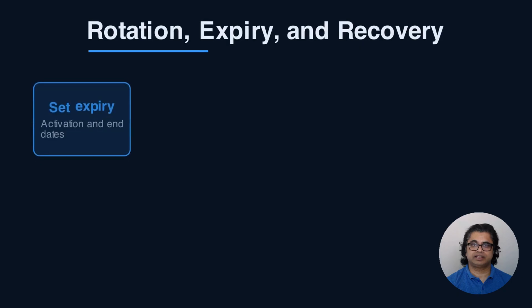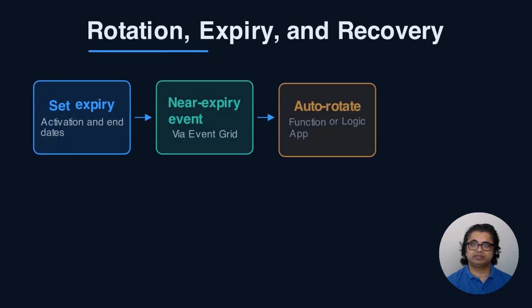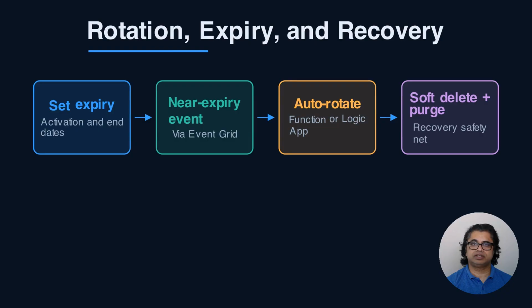Static secrets that never expire are a liability. Set expiration dates and activation dates on every object so stale material is obvious. For supported resources, use Event Grid notifications on near-expiry events to trigger automated rotation through a function or logic app. Certificates can auto-renew when you use an integrated issuer.